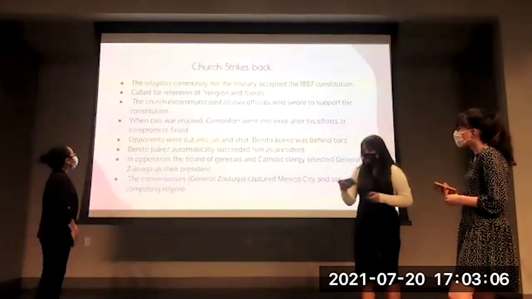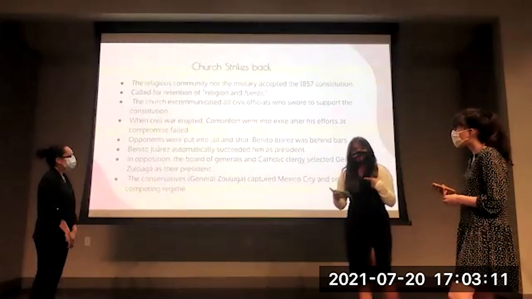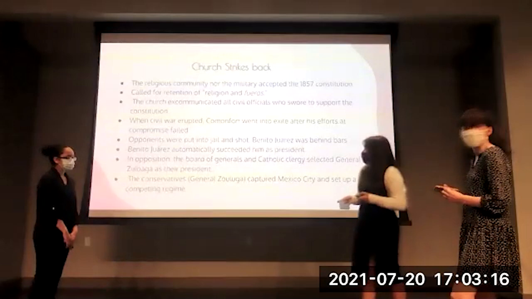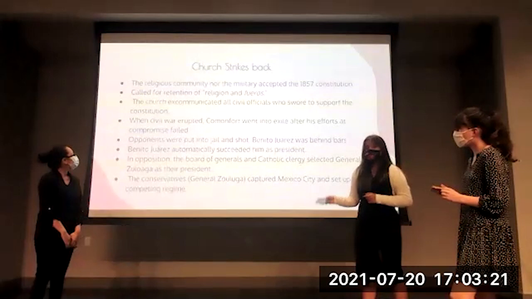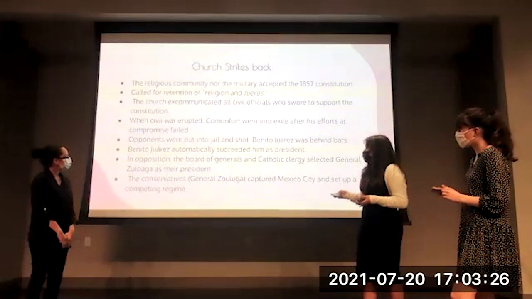So the church began to excommunicate all their civil officials who supported this constitution. Civil war erupted, and Comonfort went into exile after his compromise fell. Benito Juarez took over, and he actually became the president. There was a lot of controversy going on, and opponents were put into jail.